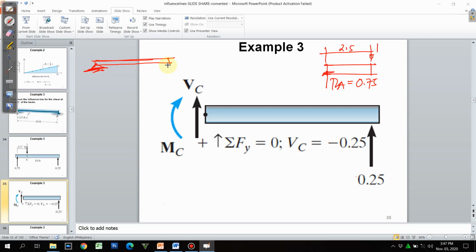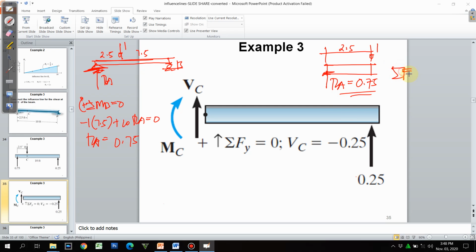So considering the whole structure, we have this one, and this is 2.5, that is 7.5. So this is RA. Summation of moments at B: negative 1 times 7.5 plus 10 RA is equal to 0. So RA is 0.75. So here it is.